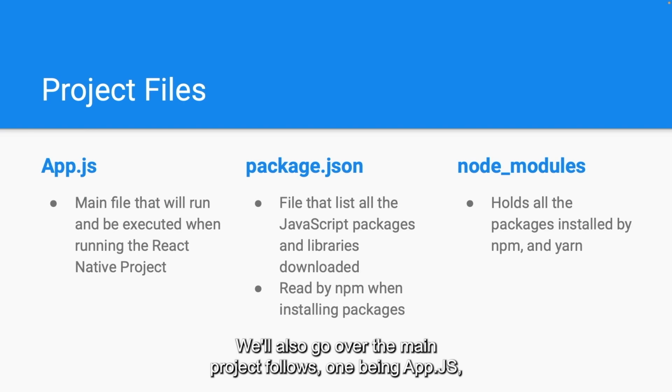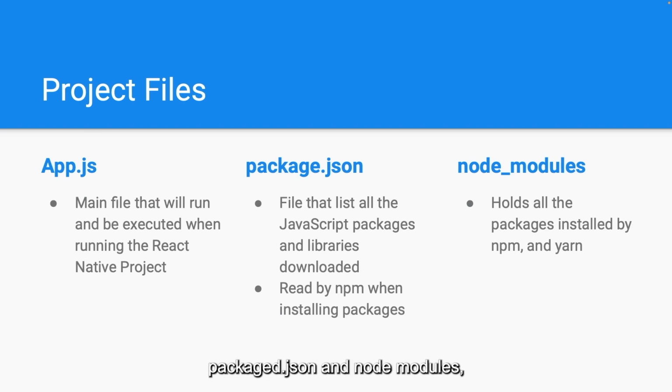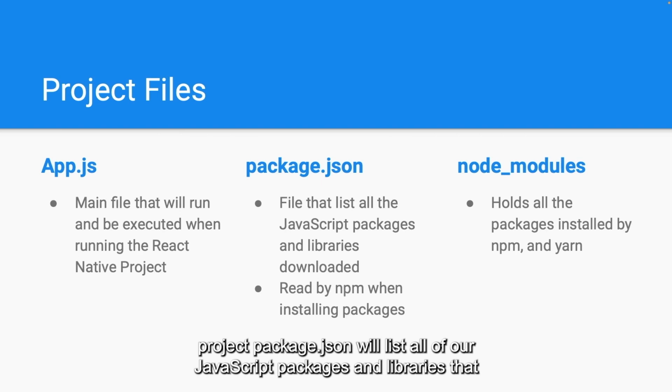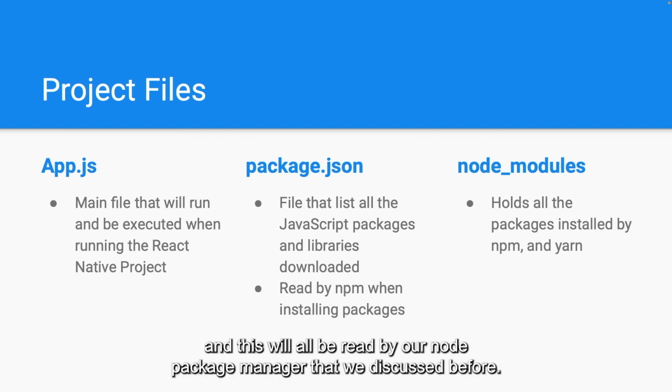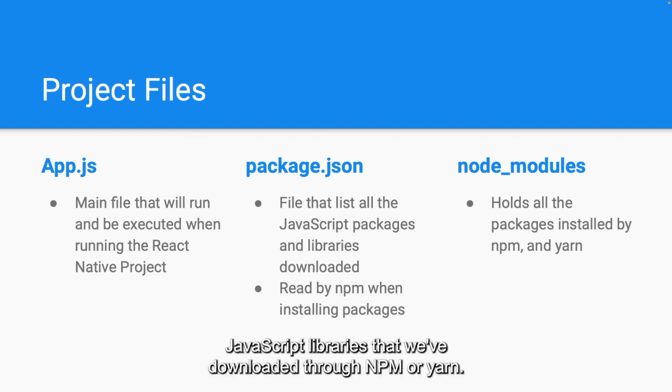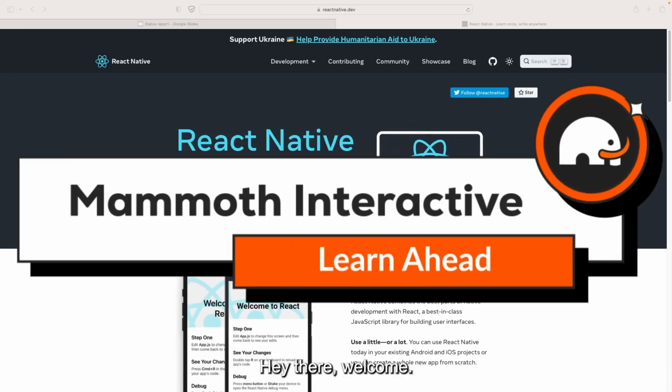We'll also go over the main project files, one being App.js, package.json, and node modules. App.js is essentially the main file to be executed when we run our React Native project. Package.json will list all of our JavaScript packages and libraries that we've downloaded, and this will all be read by our node package manager that we discussed before. And our node modules folder basically holds all the packages or all the JavaScript libraries that we've downloaded through npm or yarn.